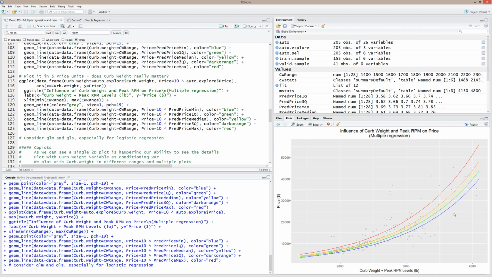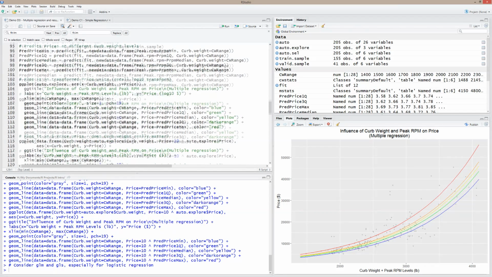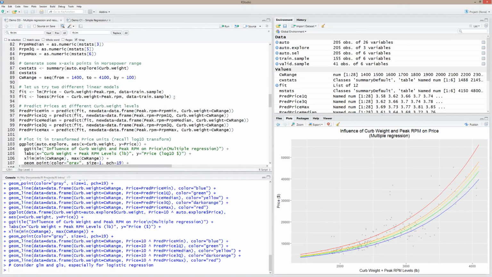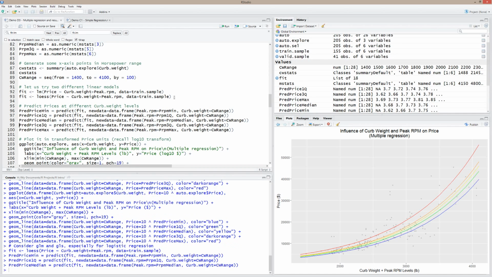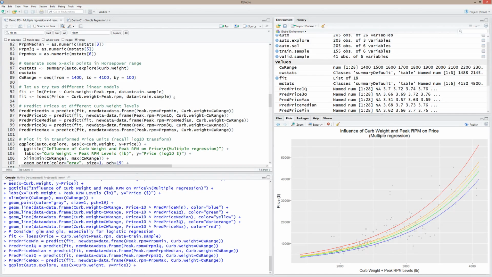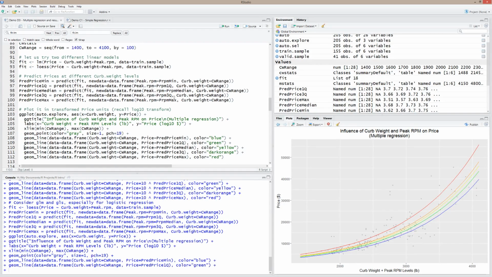A good question at this point is, can we trust that this data is really linear at all levels of the peak RPM? Well, to answer that, we're going to repeat this, and instead of using a simple linear model, we're going to use a Loess model, Loess polynomial fitting of data. So let's recalculate all the predictions, and let's plot initially in the transformed units.